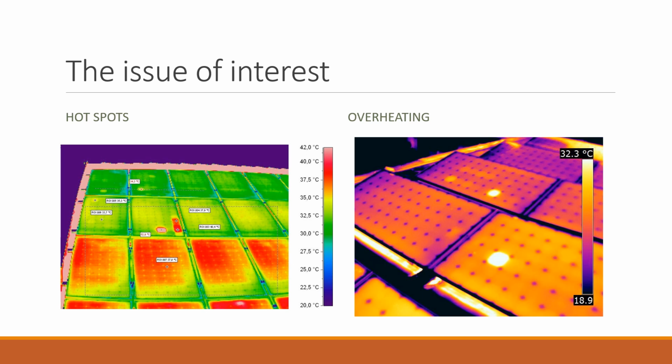Overheating is another similar issue where panels are not automatically cooled down and are heated up to a temperature where they can't operate as effectively. These two problems can lower the performance and lifespan of the solar panels.